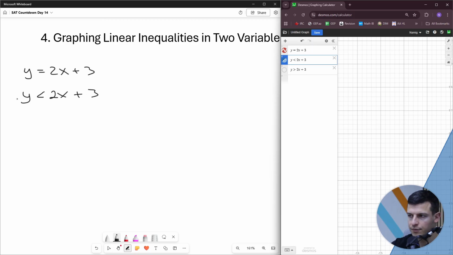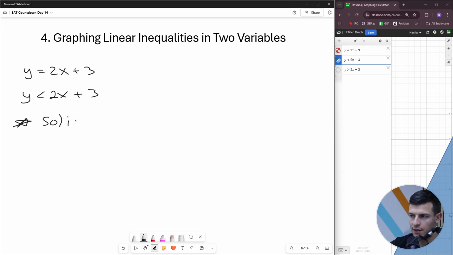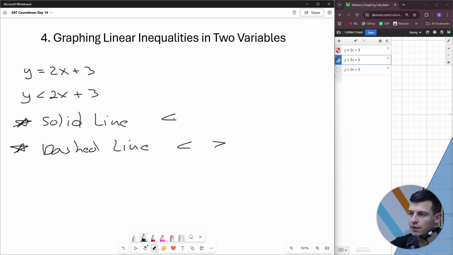So whenever we're dealing with the graph of linear inequalities, we have case 1 where we have a solid line, and we have case 2 which is a dashed line. Again, when do we get a dashed line? When the boundary is not included. We get a solid line when the boundaries are included.